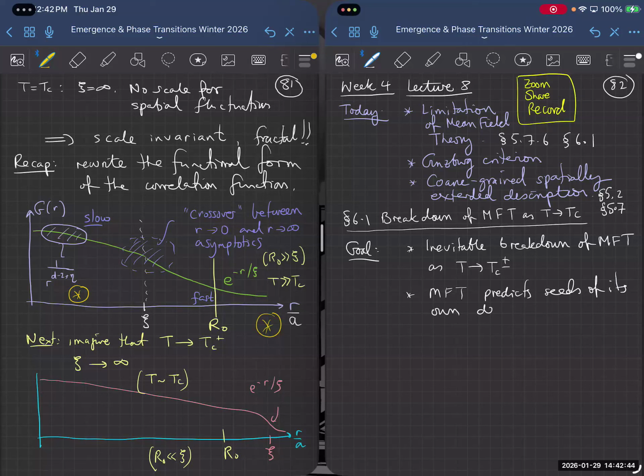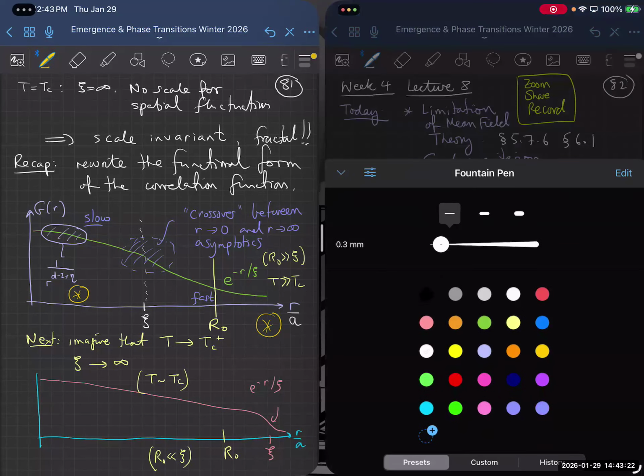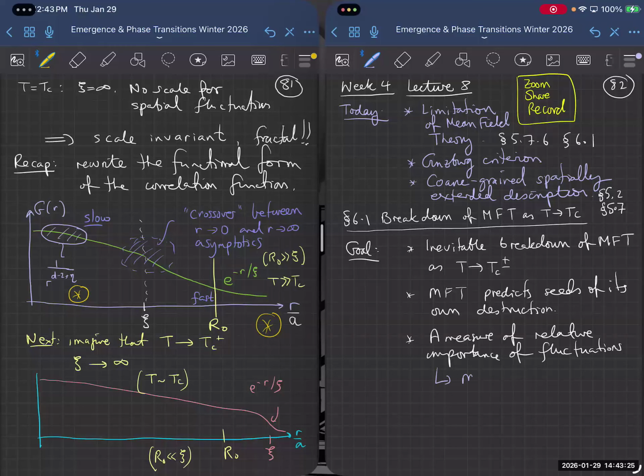And this is a feature, not a bug. We're going to construct a measure of the relative importance of fluctuations. And why are we going to do that? Well, remember that when we introduced mean field theory, we discarded fluctuations about the average value. So what we're going to do is construct a measure of the relative importance of fluctuations. And then we're going to say, in mean field theory, this measure is assumed small.